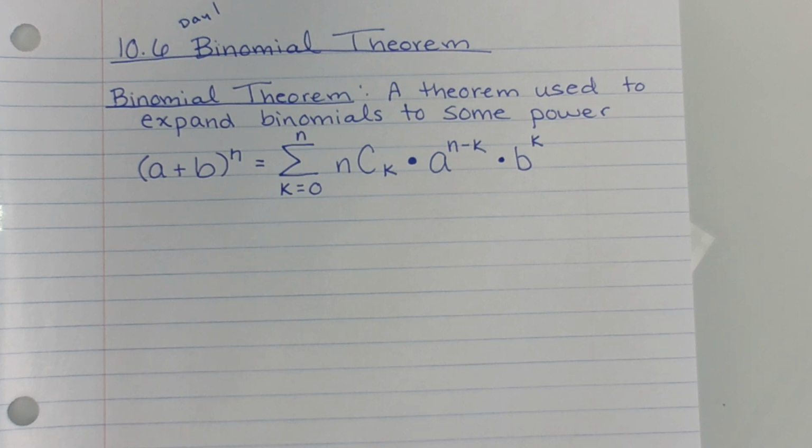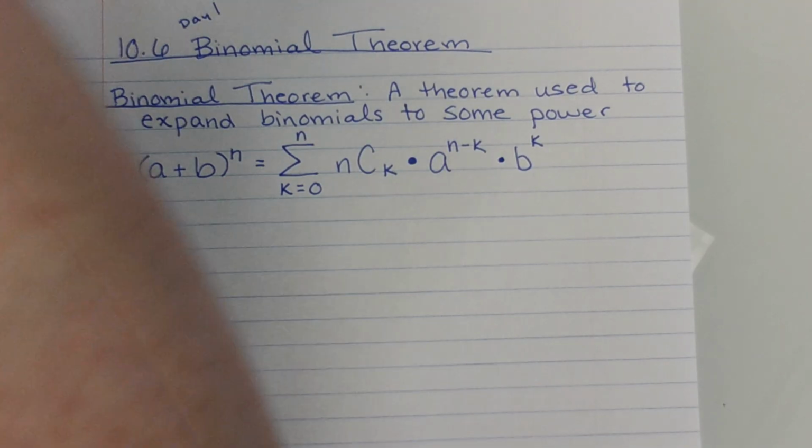And then this a to the power of n minus k, if k starts off as 0, is going to start with a to the power of n. A is the first term of the binomial. It's going to start off to the power that's on the binomial. And then as we go from term to term, as k gets bigger, that power is going to get smaller. The second term, the b, starts to the power of 0, and as we go from term to term, the exponent is going to get bigger.